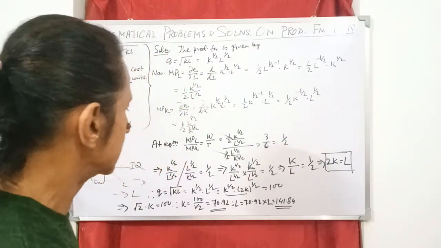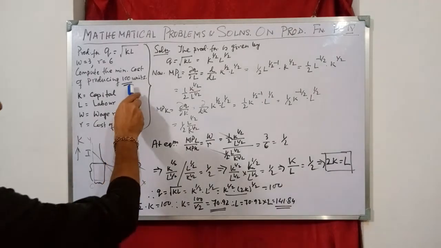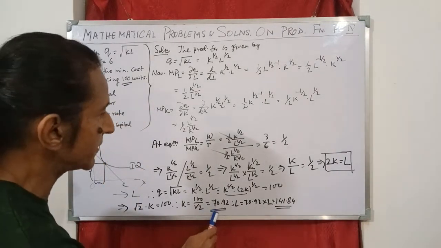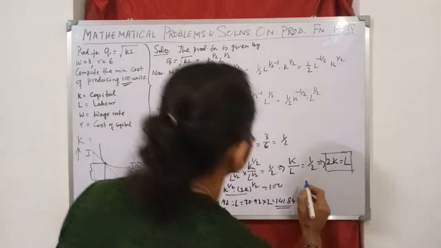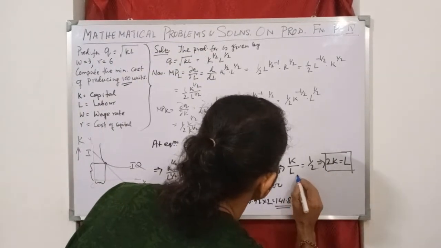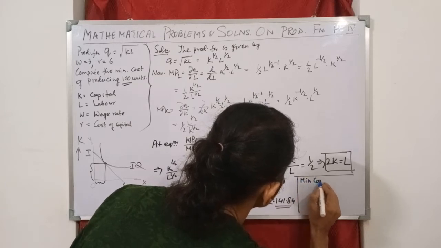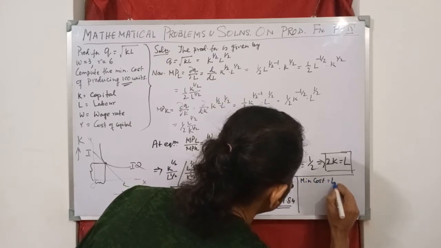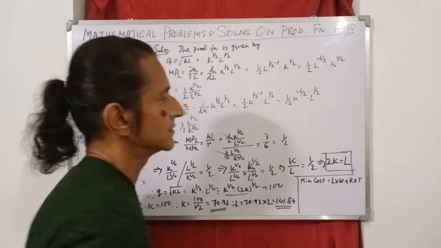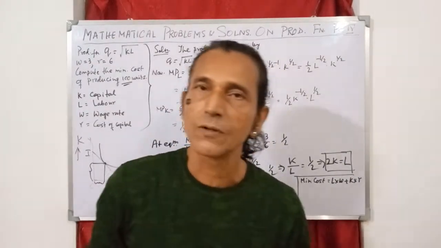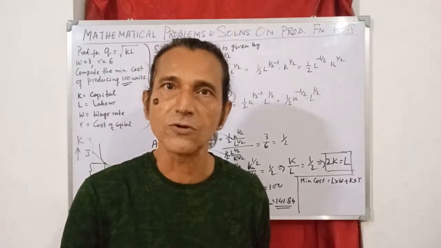So now we have to find out the cost of producing 100 units by deploying this much of capital and this much of labor. So the minimum cost equals how much? L multiplied by W plus K multiplied by R, that is amount of labor into wage rate plus amount of capital into cost of capital. This gives us the total cost of producing 100 units.